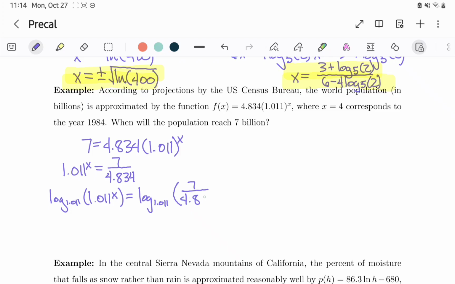over 4.834. And by the way, we're just leaving this fraction as is just to keep our answer as exact as possible, so not doing any sort of intermediate rounding. And then of course the left-hand side is going to simplify to just x according to the power property. So we have x is equal to log base 1.011 of 7 over 4.834.